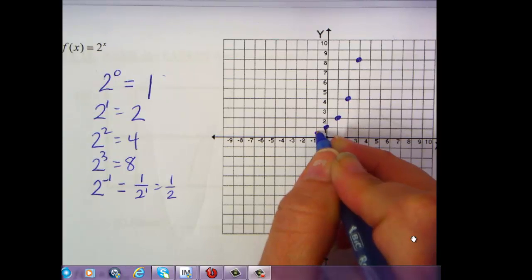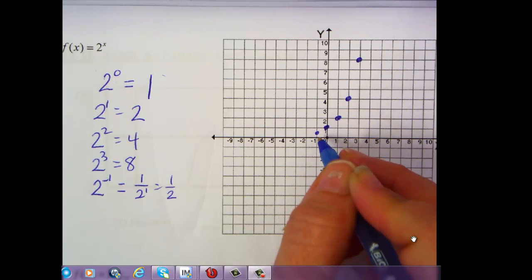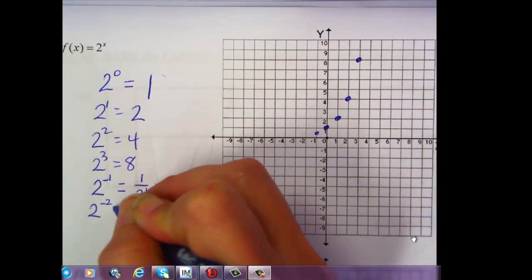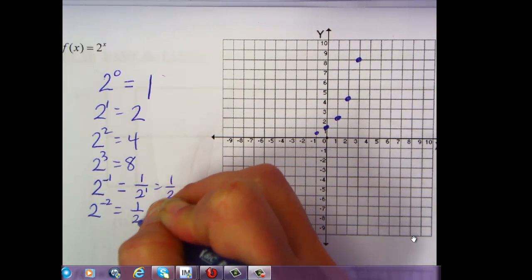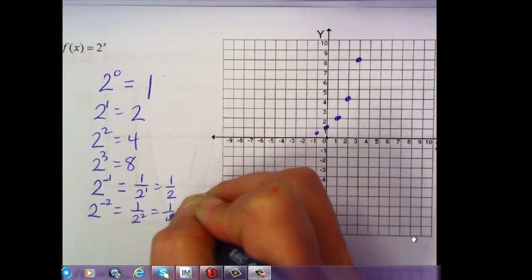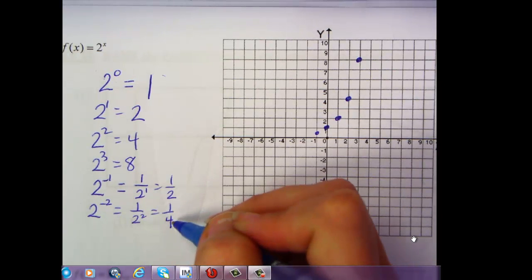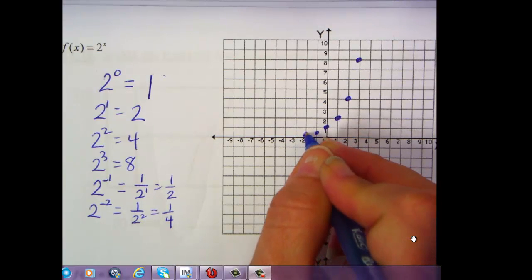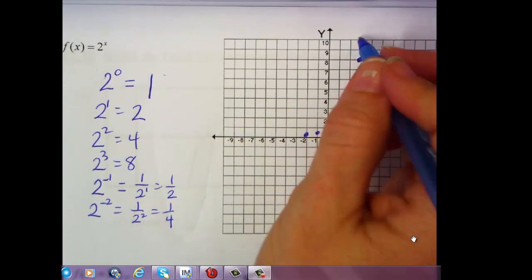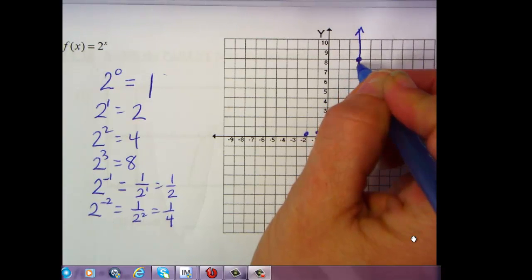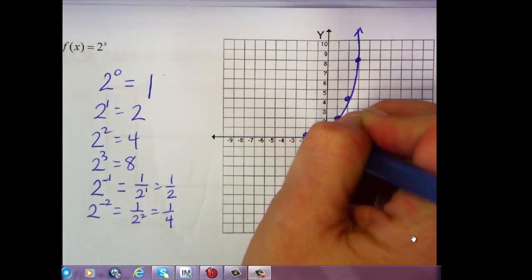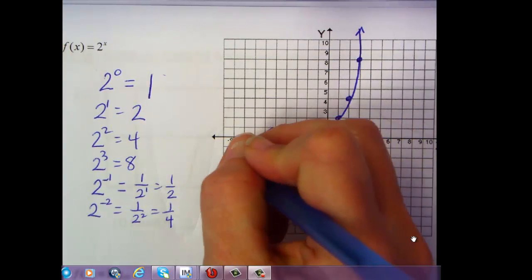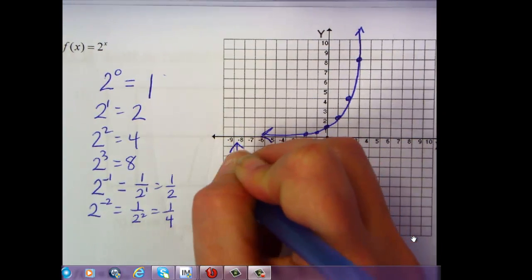And we guesstimate 1/2. We go halfway between 0 and 1. It's not an exact point. 2 to the negative 2 then would be 1 over 2 squared, or 1 over 4. When x is negative 2, y is 1 over 4. So we can plot that. And what happens is this curve gets super close to the x-axis but never touches it. We call that line an asymptote.